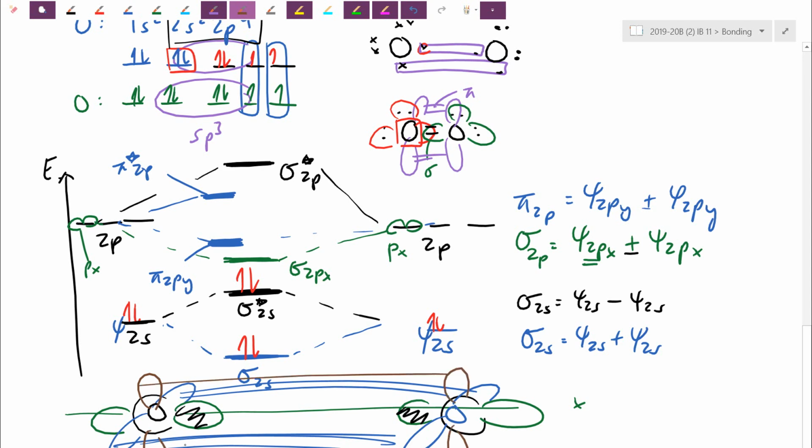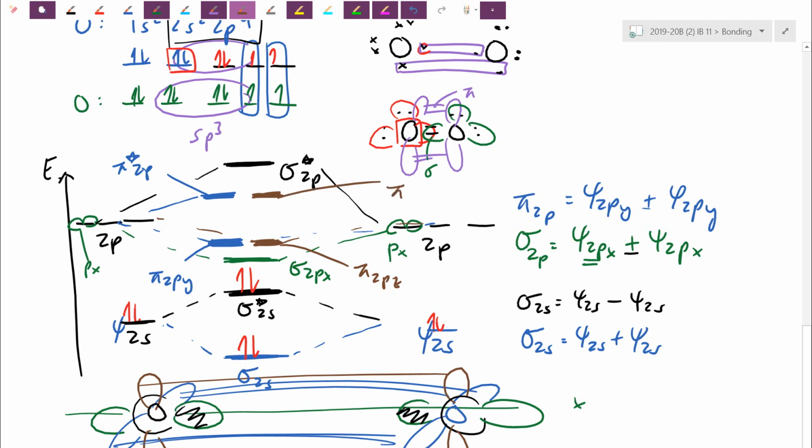The PZs, when they potentially overlap up and down, they also are going to end up as a pi bond. So when I add them together, that's going to give me another bonding orbital that's stabilized. So that one there will be called a pi 2pz. When I do the subtraction between them, I get the anti-bonding version.